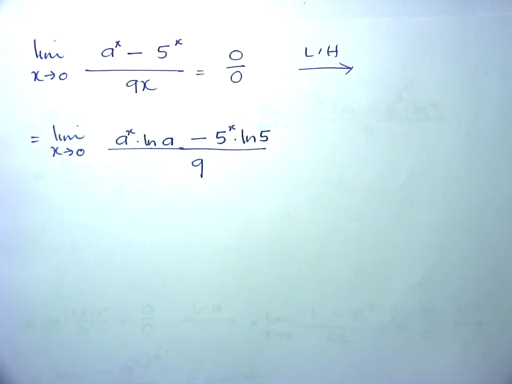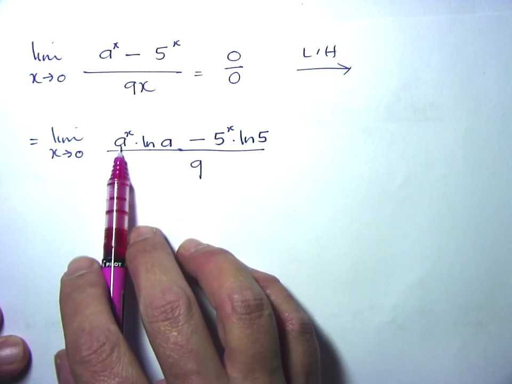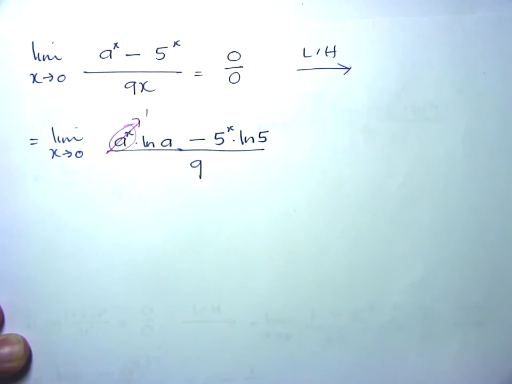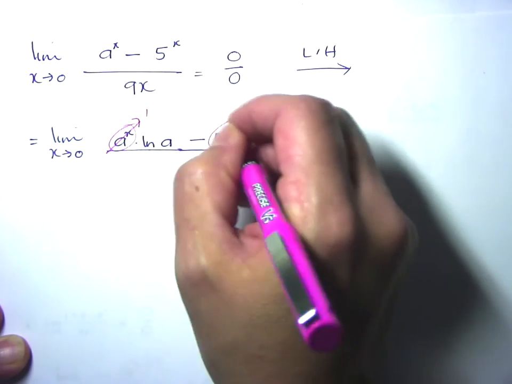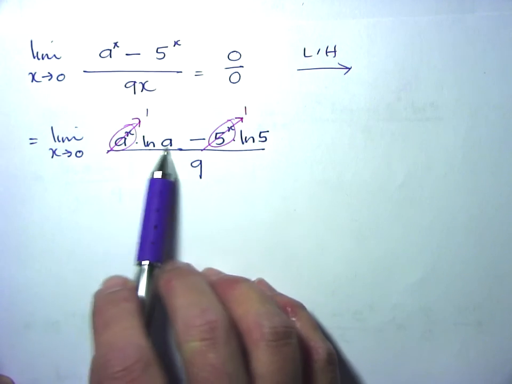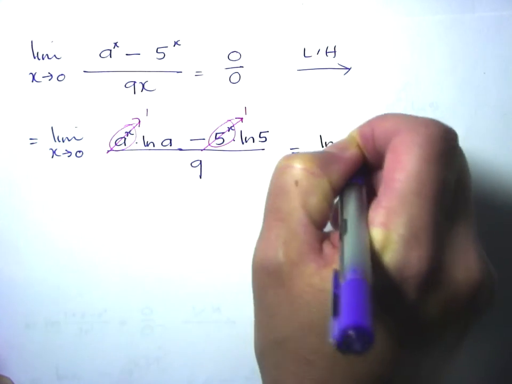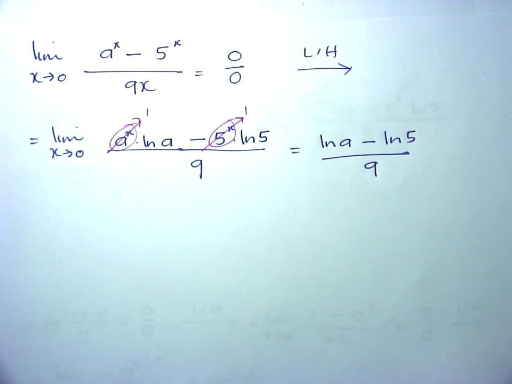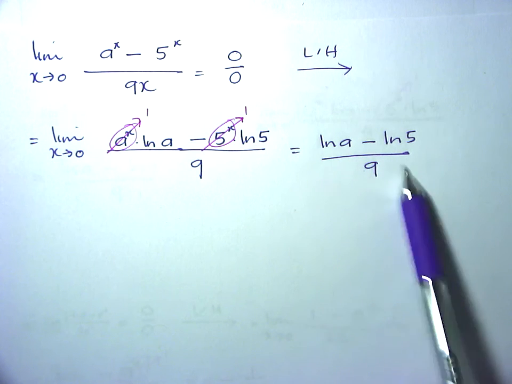Okay, and now we evaluate again. So now we just try to plug things in again. If you plug 0 in for x, a raised to the power 0 is equal to 1. Same thing here, plug 0 in for x, 5 to the power x is equal to 1. So if those are equal to 1, you have the natural log of a minus the natural log of 5, divided by 9. If I gave you a value for a, say a is equal to 3, this is equal to a constant value that you can find on your calculator. But until I give you that value a, you just leave it in that form.